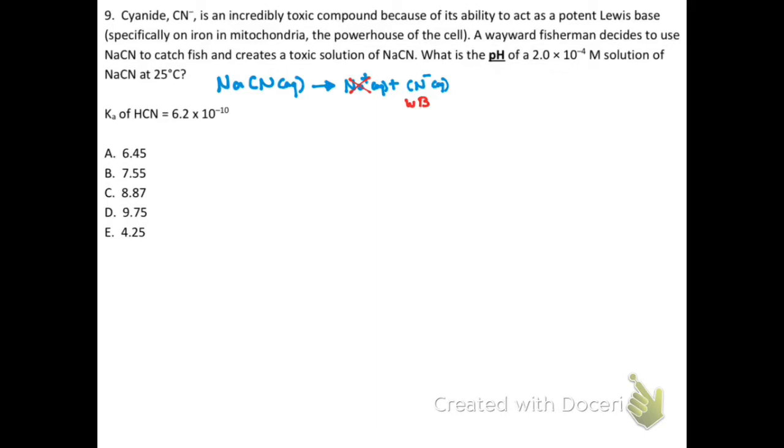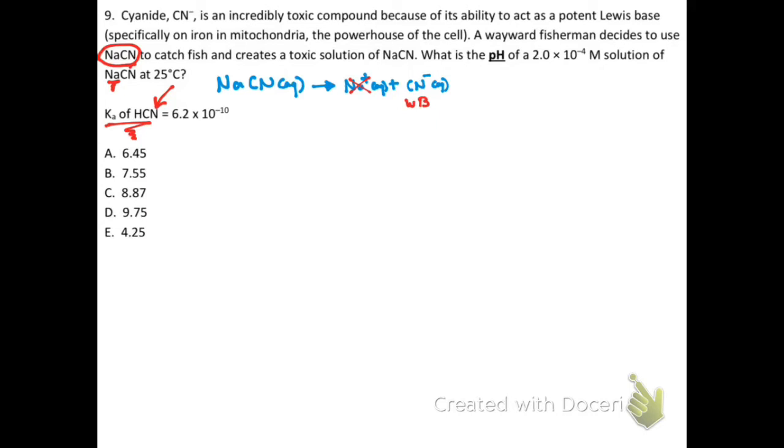Okay, so we're trying to find the pH of a weak base solution. All right, now something else I'd like to do is we're given a Ka of HCN here, and I like to ask myself, is the thing that we're given a K value for, in this case HCN, the same chemical species as what we're given in the problem stem? Are these the same?